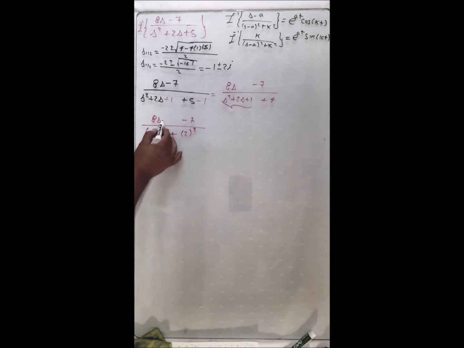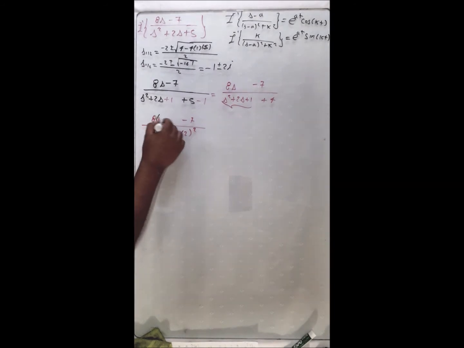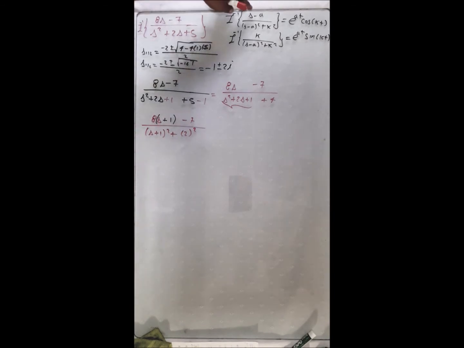Check that I give some space here because I'm going to complete. What I'm going to do is here, s minus a, and s minus a squared here. So what we have to do here is s plus 1 in order to apply this formula. Alright? The same number in the numerator and the denominator, just like in the formula.